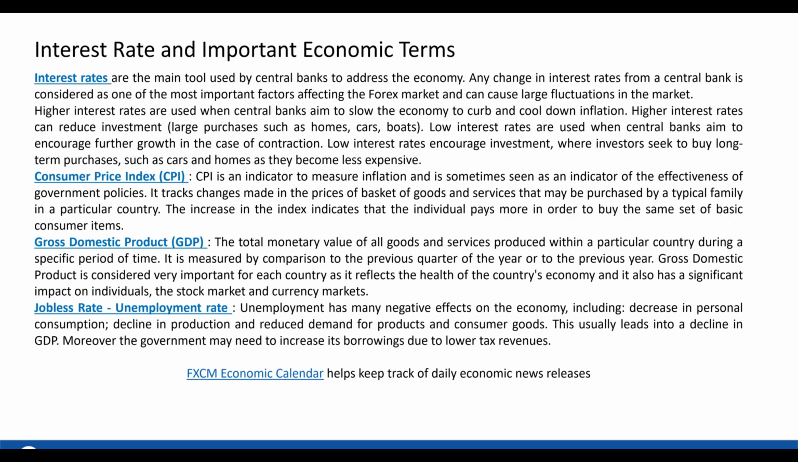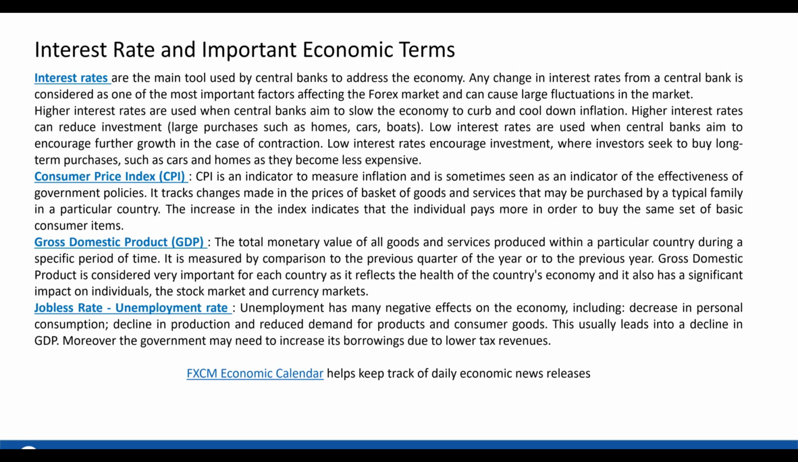The increase in the index indicates that the individual pays more in order to buy the same set of basic consumer items. Gross domestic product, or GDP, is the total monetary value of all goods and services produced within a country. It is measured by comparison to the previous quarter of the year or to the previous year itself. Gross domestic product is considered very important for each country as it reflects the health of the country's economy and also has a significant impact on individuals, the stock market, and currency markets.